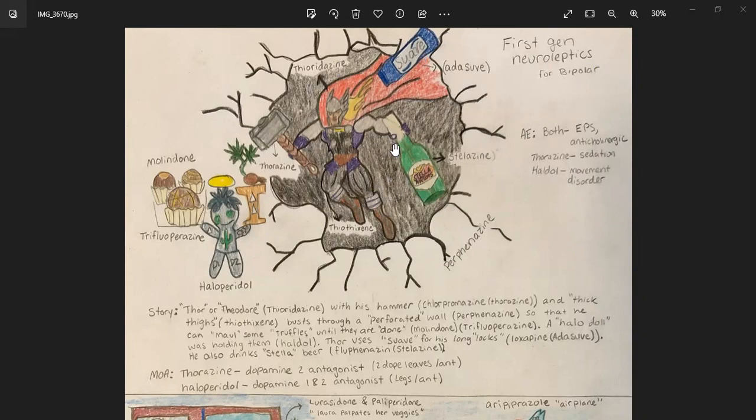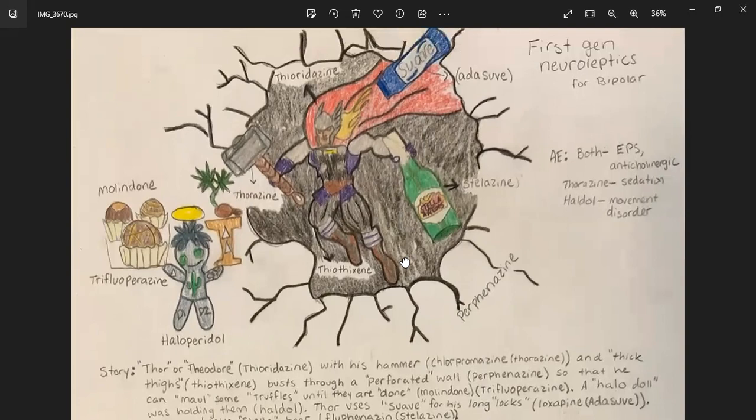So there is a lot going on here, but basically we have Thor who busted through this wall and he's drinking beer and he's got his luscious locks of hair that he uses Swab on and he's got his hammer and he's gonna smash this seed with that this doll is holding, and then there's also some truffles over here.